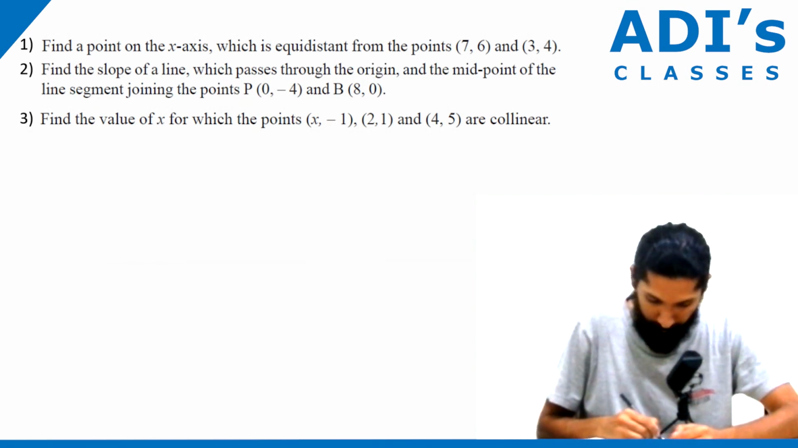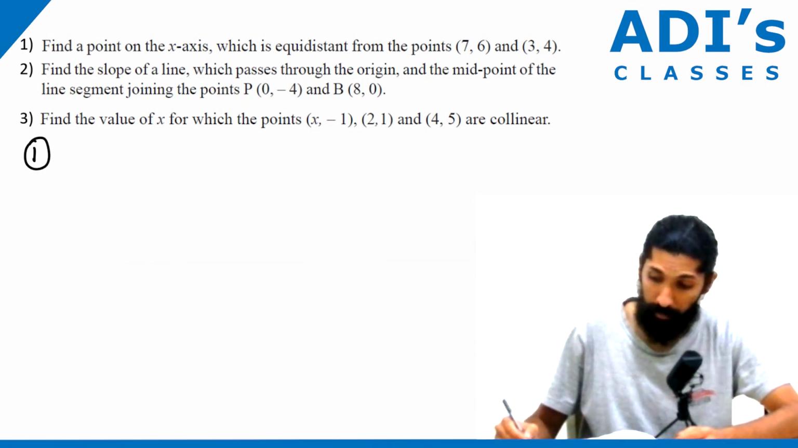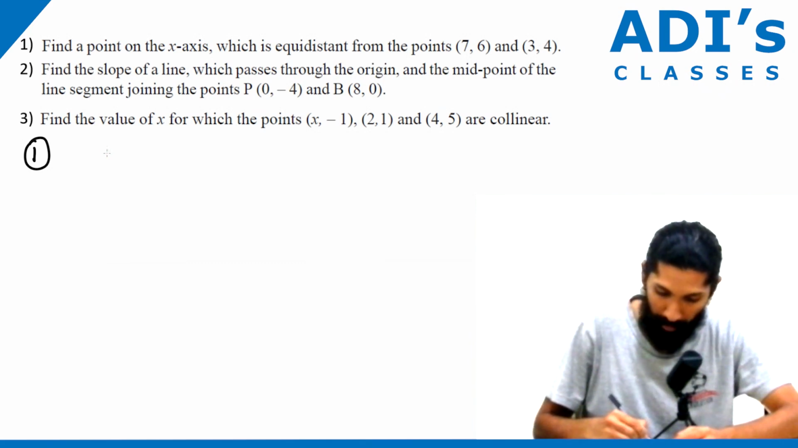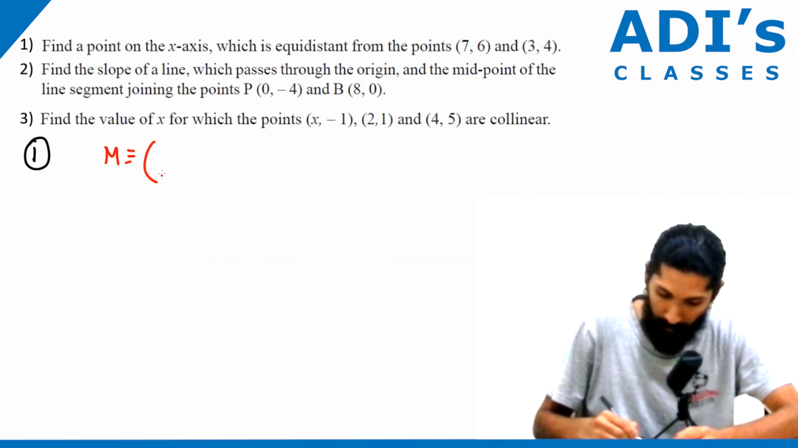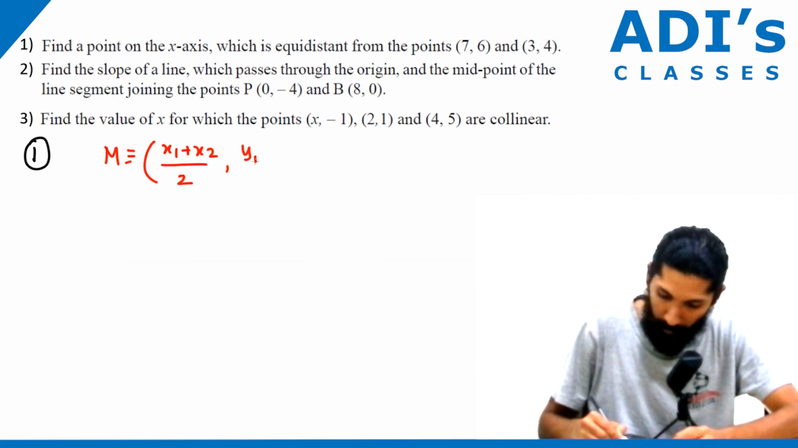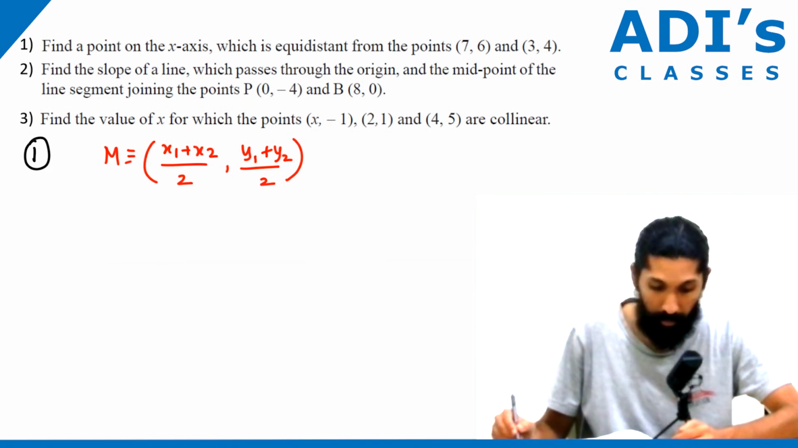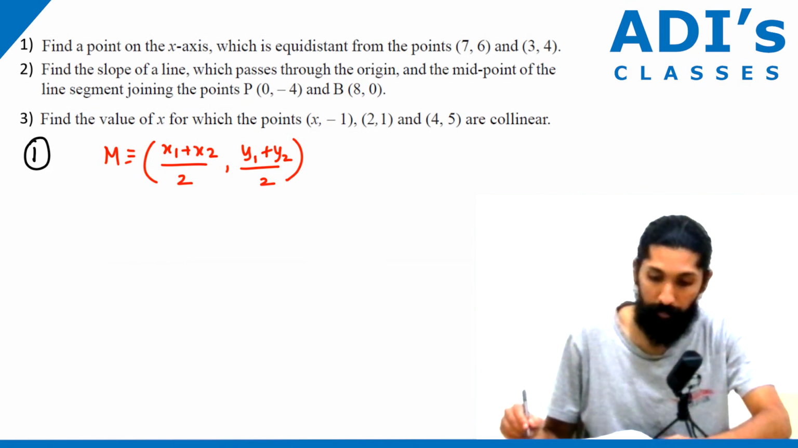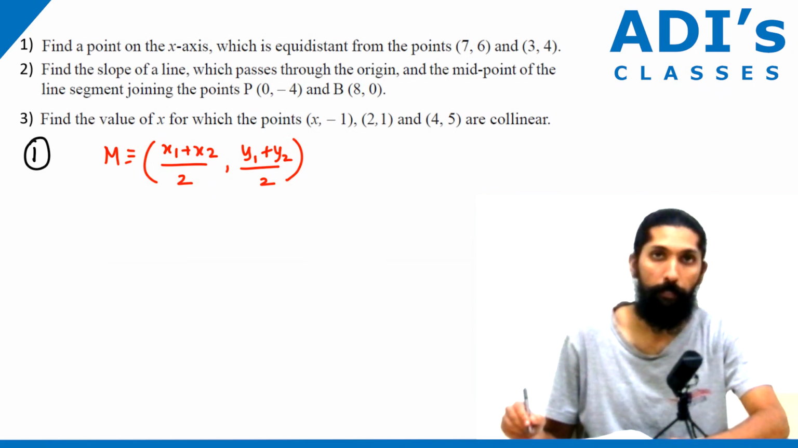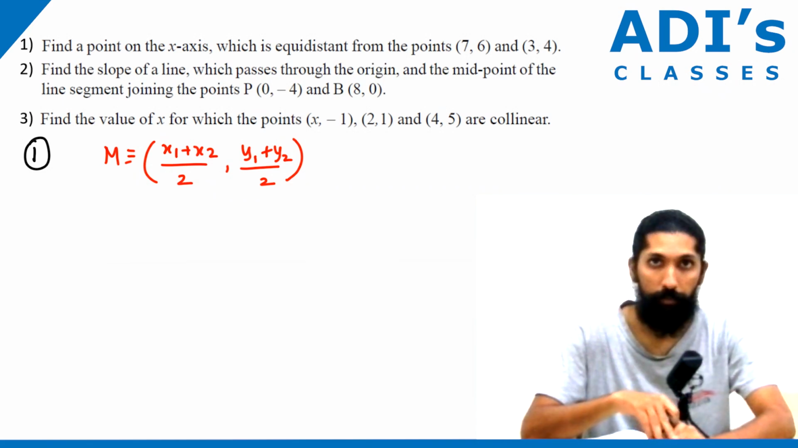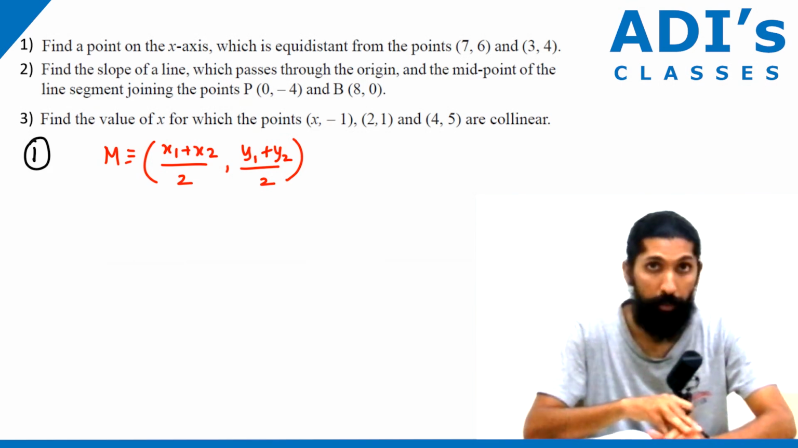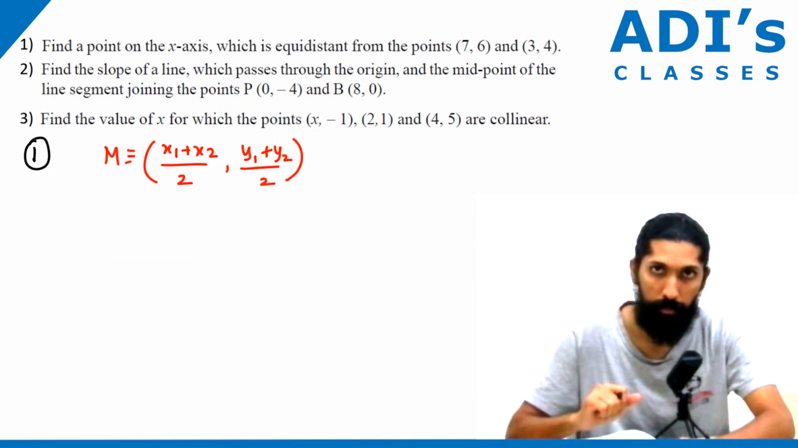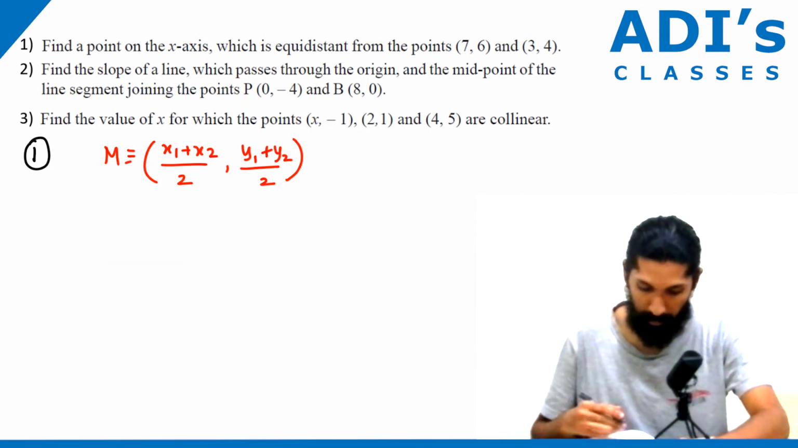So first, let's write down the formula. The midpoint formula is M equals ((x1 plus x2) divided by 2, (y1 plus y2) divided by 2), isn't it? Now they're saying find a point on the x-axis which is equidistant from the two points. One, it can be the midpoint. Second, it need not be the midpoint. I'll explain both the cases and how it is possible. We'll take both the cases.